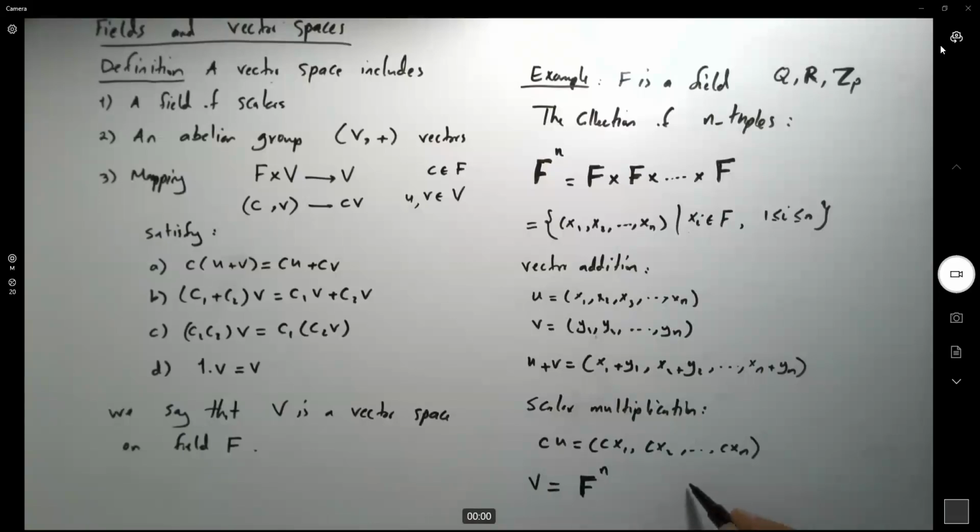In a special case, if you consider F to be R, then you have a vector space which is n-tuples with real values.